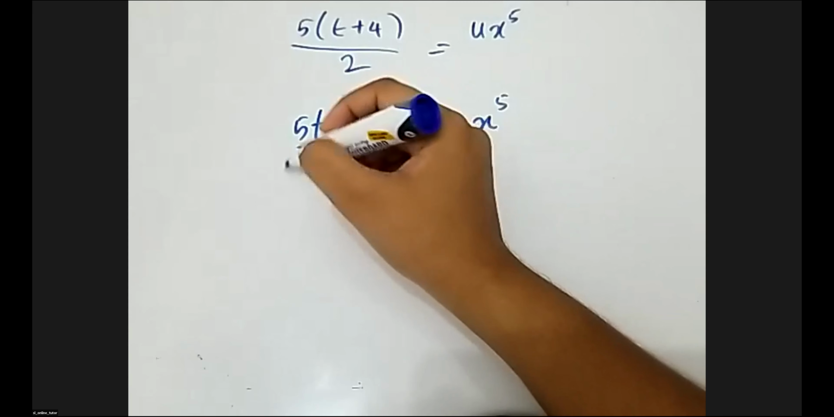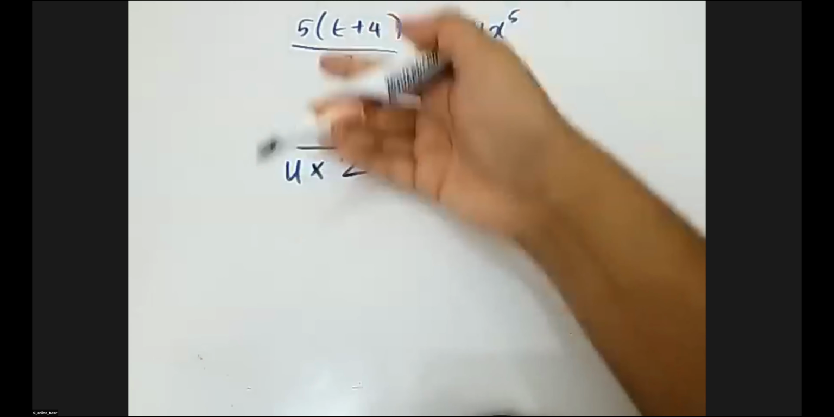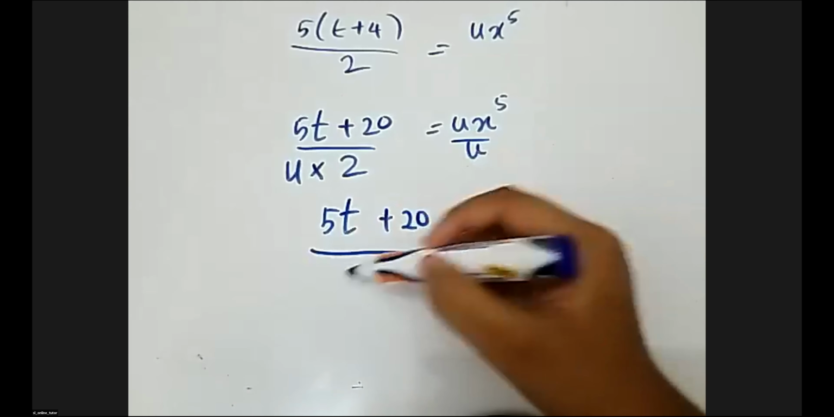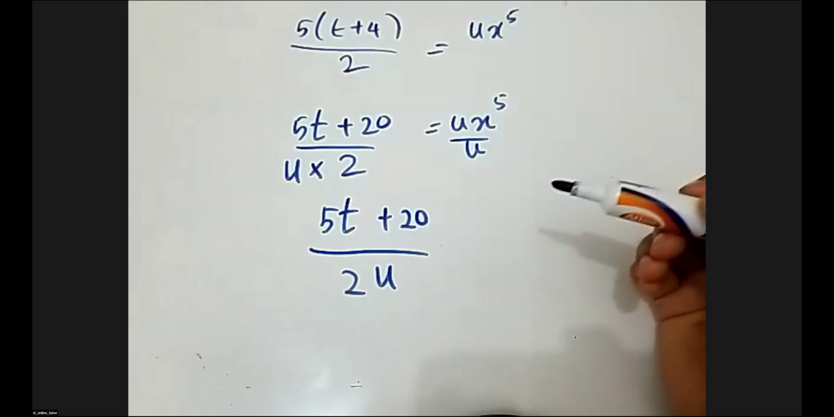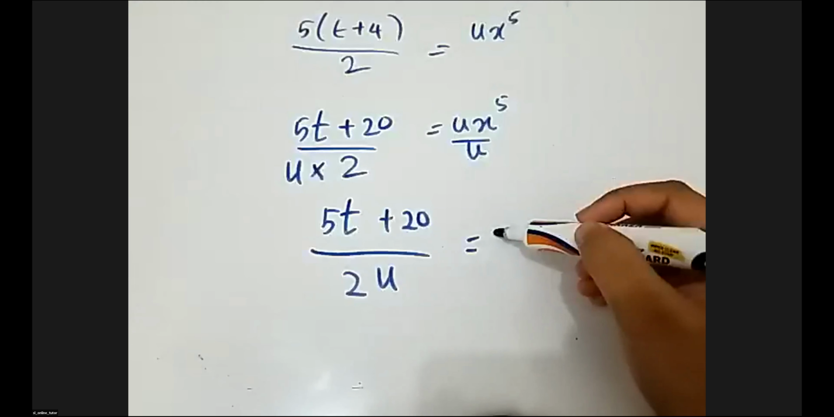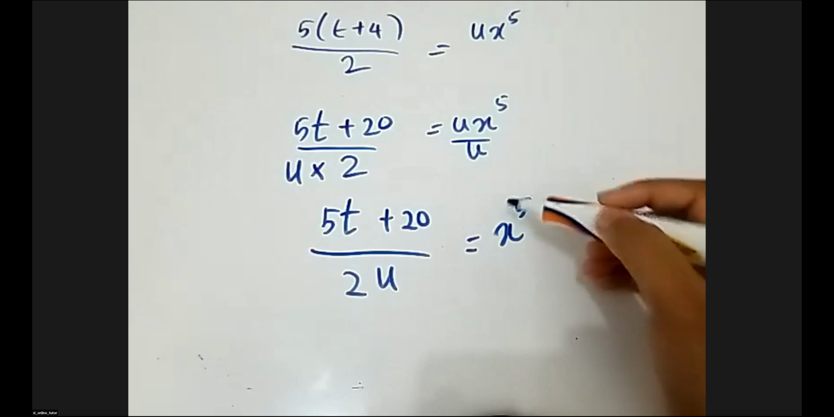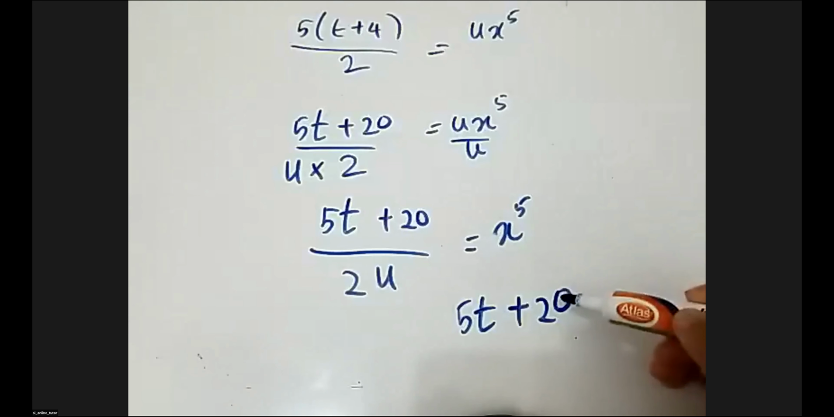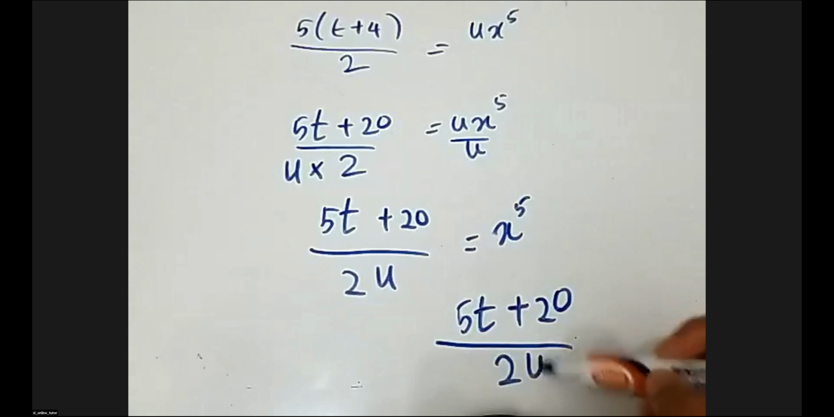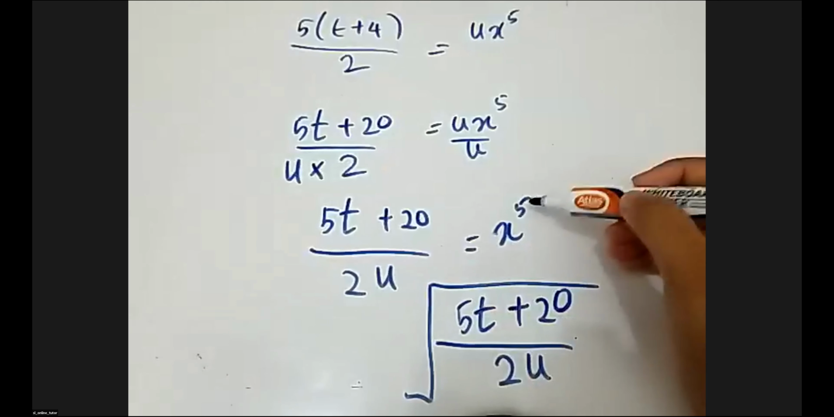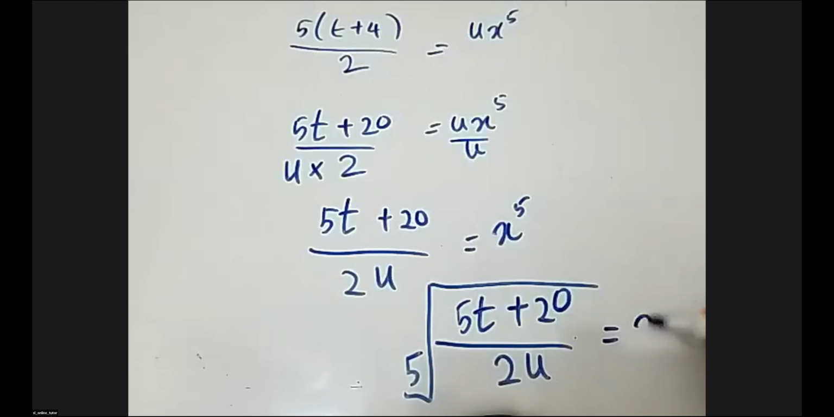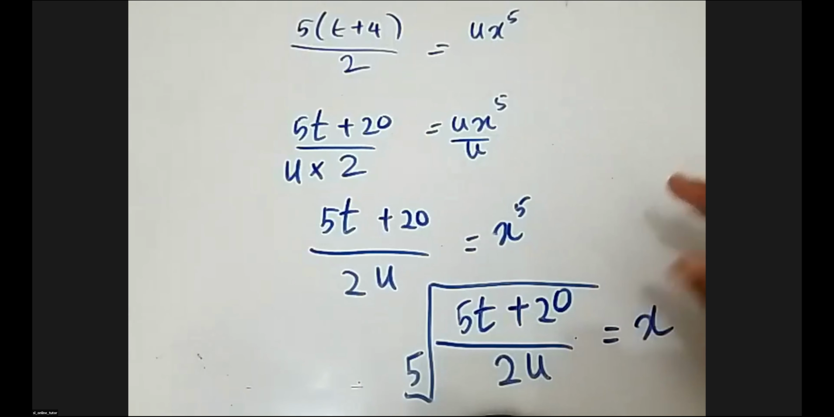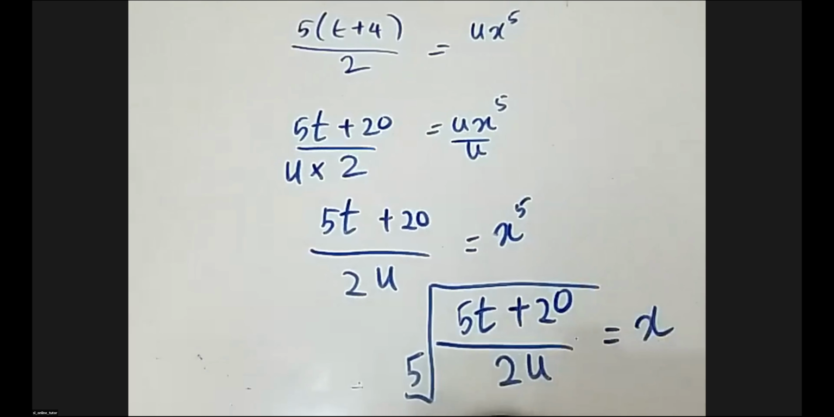That means below, the denominator. Divide means it has to come below. Now you get 5t plus 20 over 2u equals x to the power 5. How to remove this power 5? It's simple. Take the root, put a small 5, and take x. Usually this one doesn't come, but for A level papers, there are possible chances. So learn it.